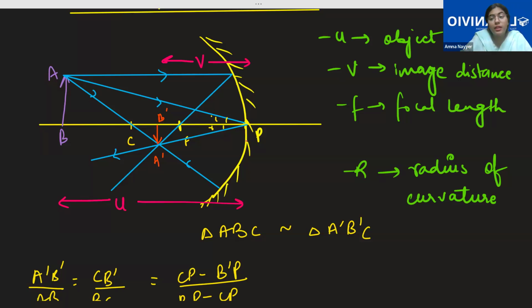Focal length for a concave mirror is always negative. For a convex, it's positive because focal length lies in front of the mirror. Whether you reverse the mirror, or you take the mirror in this manner, focal length will always lie in front of it. And for convex, it lies behind. So convex, it's positive. Focal length of concave will be negative.